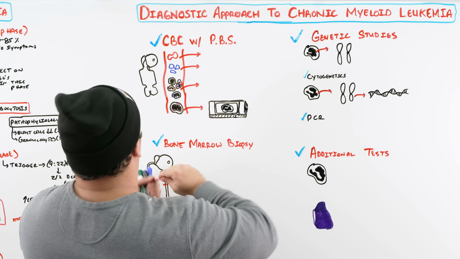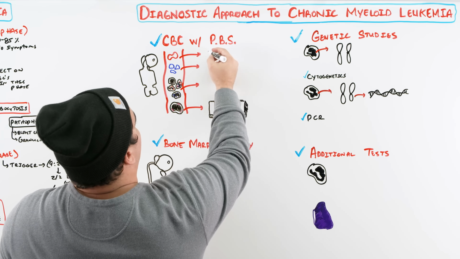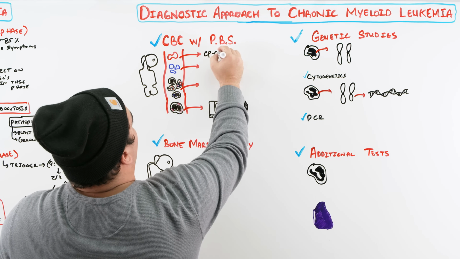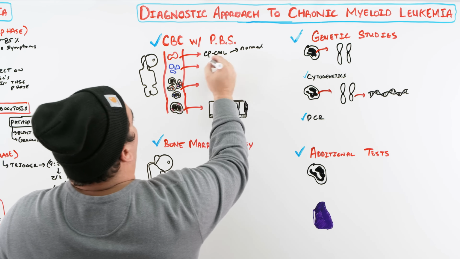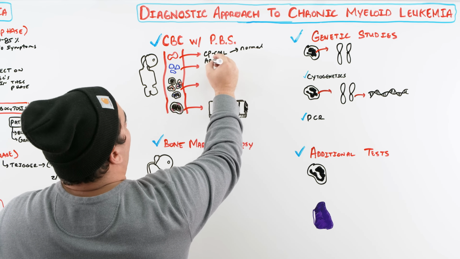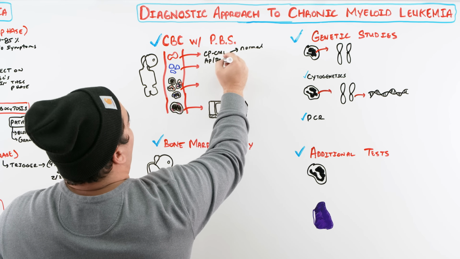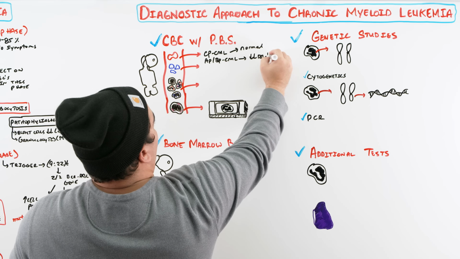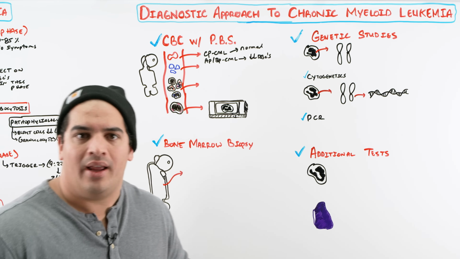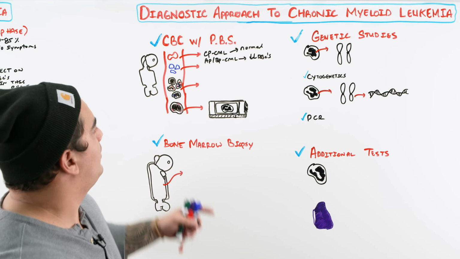So if we were to say, I'm going to abbreviate this, let's say that we were in what's called the chronic phase of CML, it would be normal. But if we're in what's called the advanced phase or the blast phase of CML, then it would be a low red blood cell amount. So you would see anemia, okay? So that's an important thing to be able to remember.